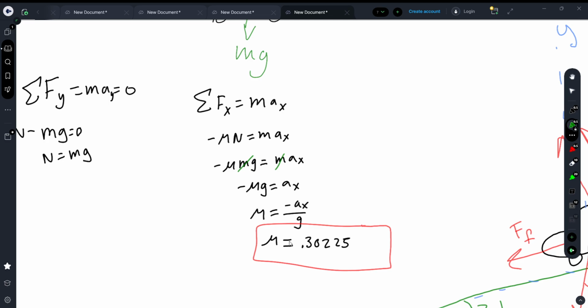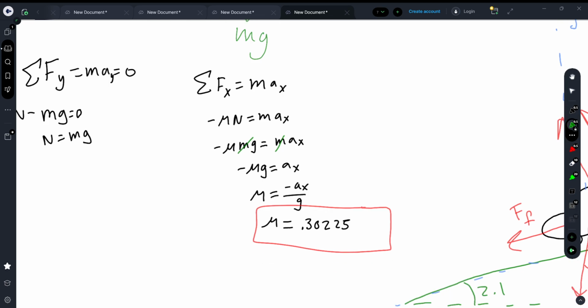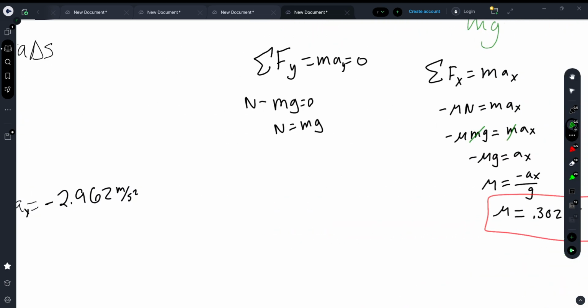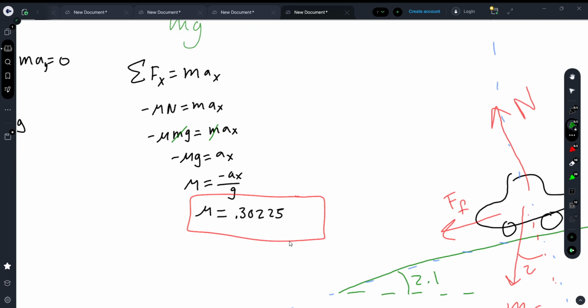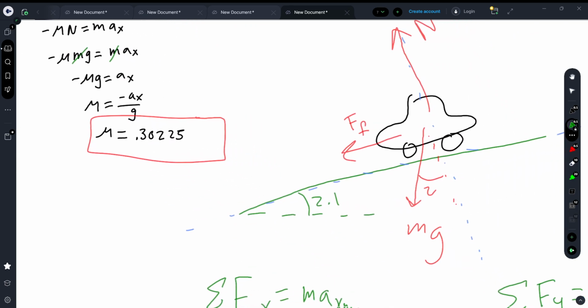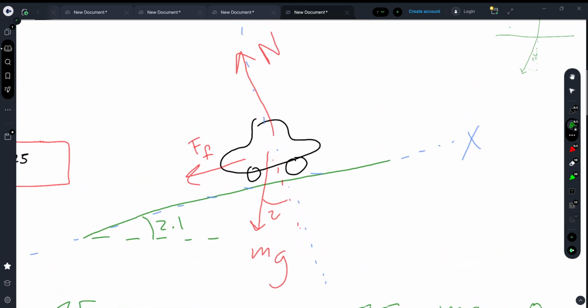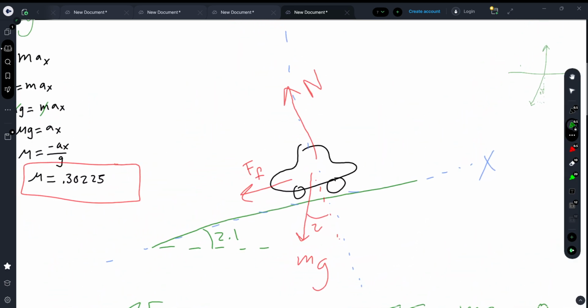So then we're left with negative mu g equals a, and I just divided that by negative g. I took the a that we just found in this part and divided it by g, and that would be our coefficient of friction. Then we put it over on an inclined plane.